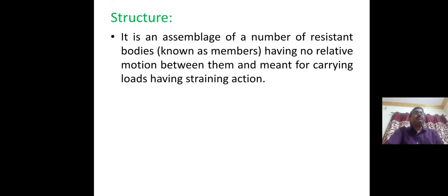It is an assembly of a number of resistant bodies. A mechanism is also an assembly of a number of resistant bodies, but the only difference is that in a mechanism there is relative motion between the resistant bodies, but in a structure there is no relative motion between the assembly of parts or elements. It will not transmit motion, it will only carry loads, having straining action. That is called no relative motion between them and meant for carrying loads. Then it is called a structure.